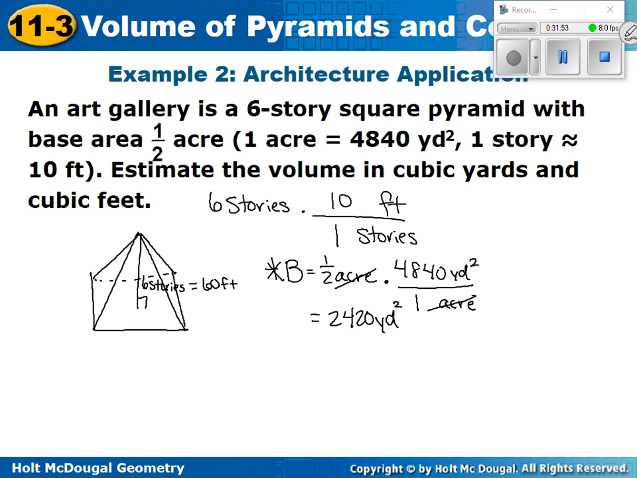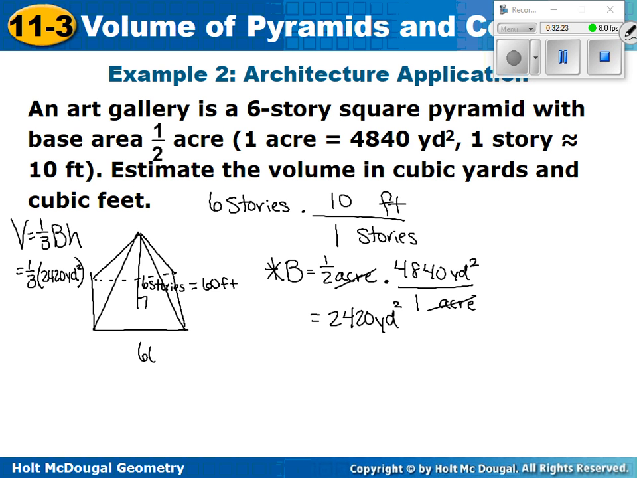So what I saw when I walked around and you were trying to find the volume is that a lot of you did 1/3 area of the base times the height. You plugged in the 2,420 square yards, and then what did you plug in for the height? The mistake I was seeing is you were plugging in 60, but 60 is in what unit? Feet. So you've got to convert your 60 feet to what? Yards, so that you have the same unit of measure.